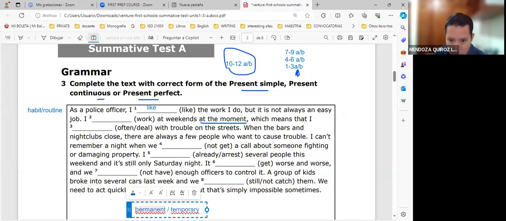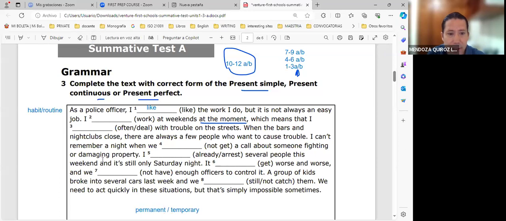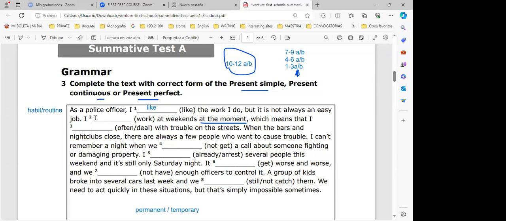When something is temporary, you use the present continuous. All right? I am an English teacher, but at the moment I'm teaching French, for example. Okay? Permanent versus temporary. So here I'm going to say that I am working.